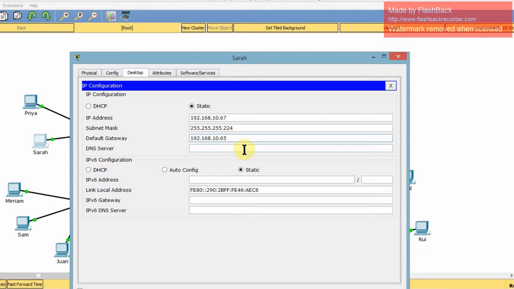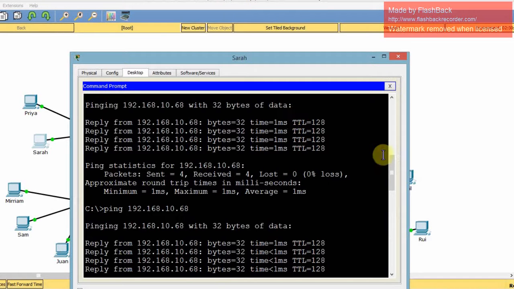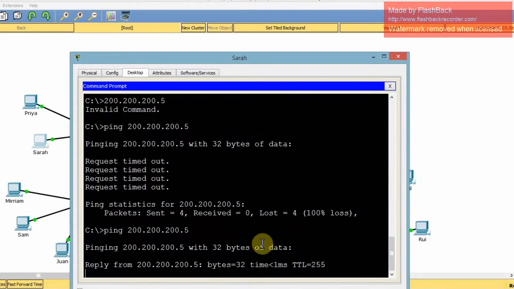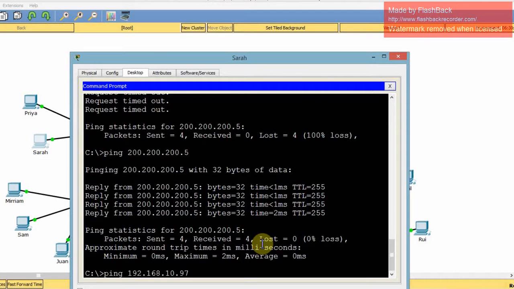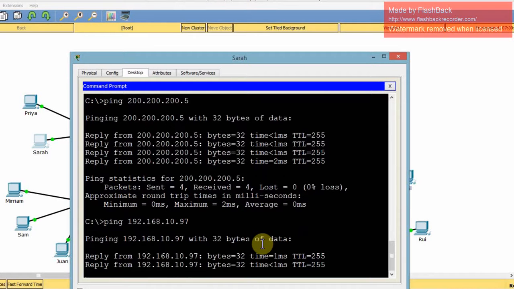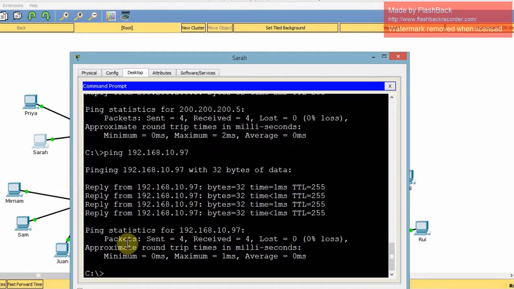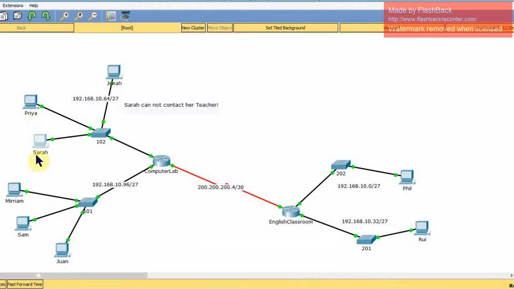So, if the default gateway is wrong, then you're not going to really be able to get anywhere. Go here. Oh, there we go. Let's try. And it's done. Sarah now can contact everybody she wants. Alright. So, the problem was a misconfigured computer. That's how you successfully use the ping command.